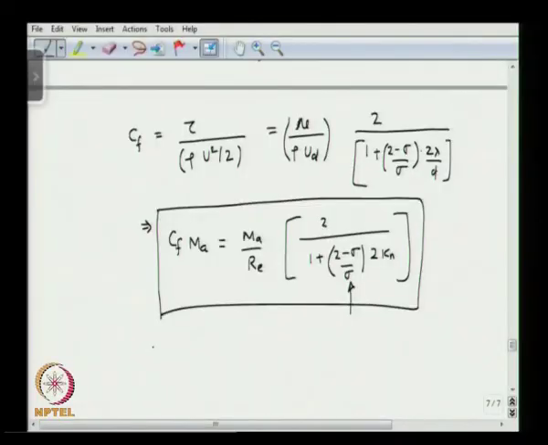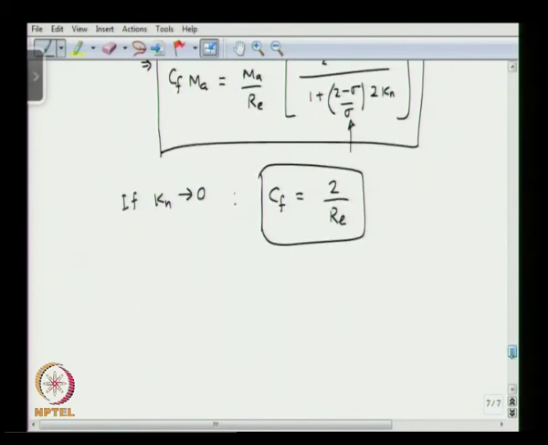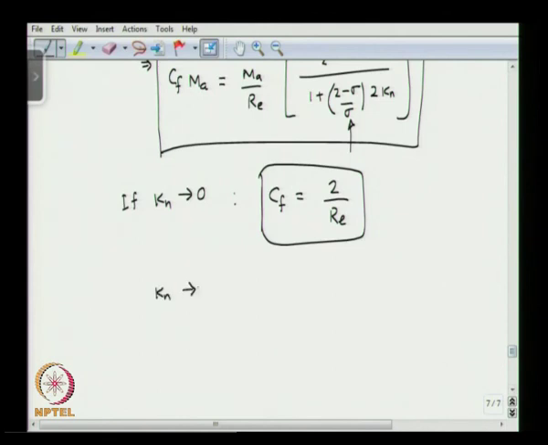So, here if you look at this expression, if Knudsen number goes to 0, so lambda over d goes to 0, then what we see here? We see that the skin friction coefficient is going to be 2 over Reynolds number, and this is valid for liquid flows in channels where the skin friction coefficient is 2 over the Reynolds number.